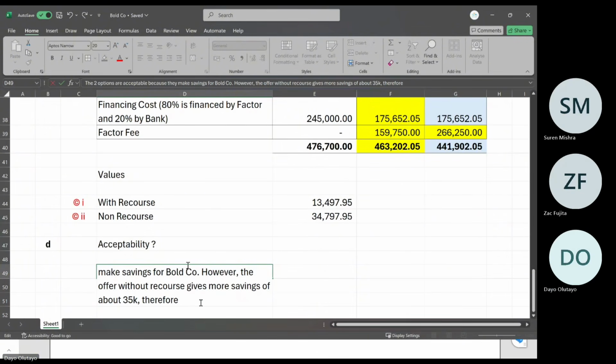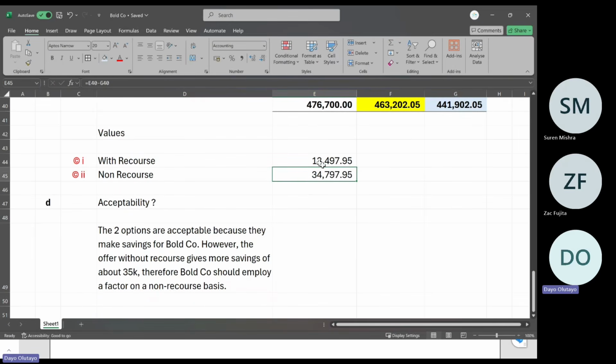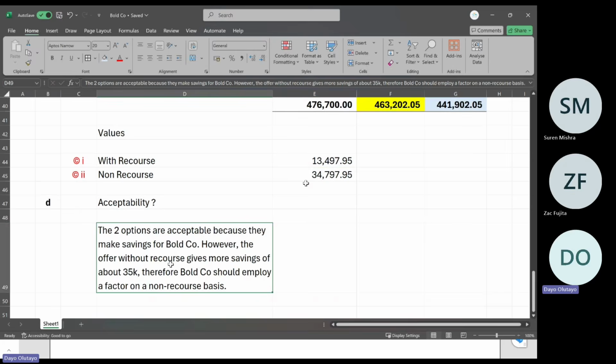Therefore, both co should employ a factor on a non-recourse basis. You will see here, what I've said here is that both options are good because they are both positives. They are both savings. However, 35 is a lot better than 13. So in terms of financial acceptability, they are both acceptable, but non-recourse is even more acceptable. That's what I have summarized in this sentence.